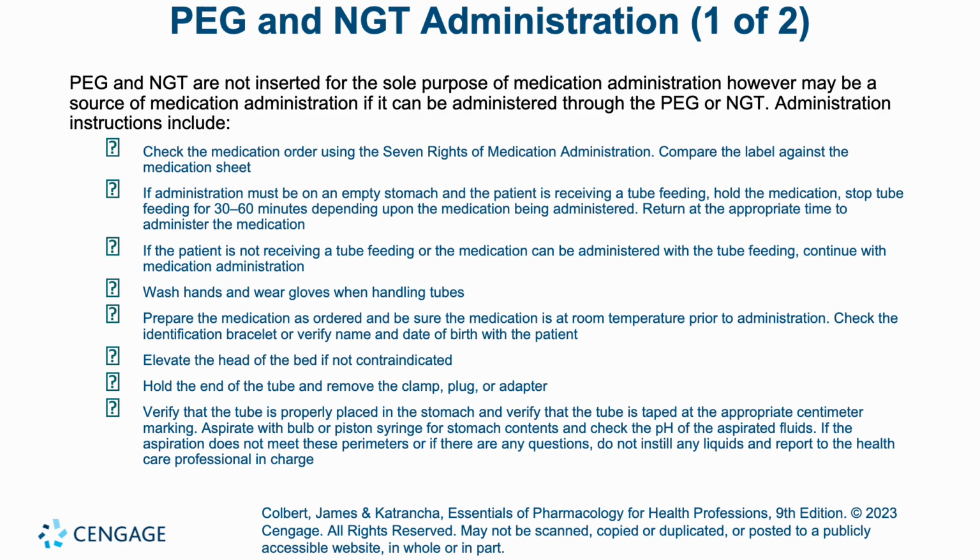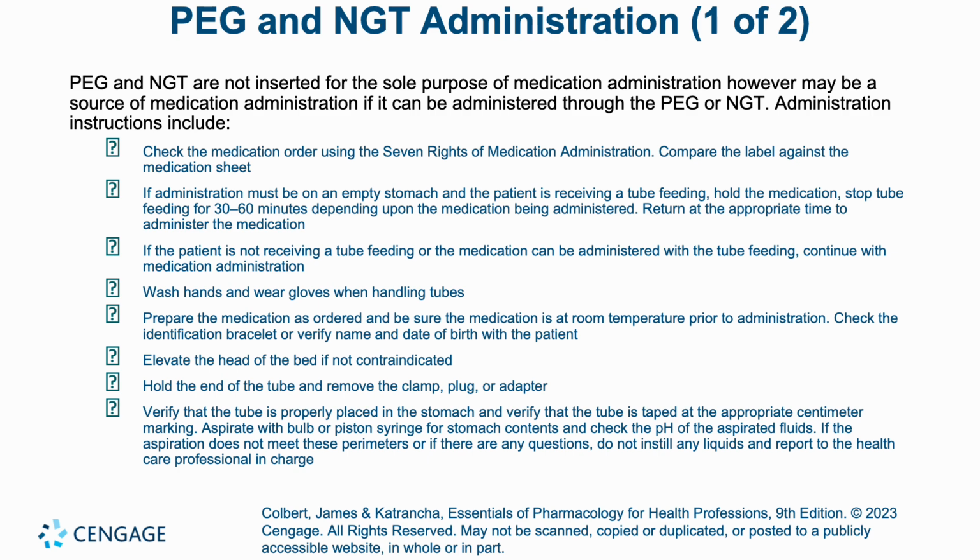We want to wash our hands and wear gloves when handling the nasogastric or PEG tube. Prepare the medication as ordered and be sure the medication is at room temperature prior to administration. Check the identification bracelet or verify name and date of birth with the patient. Elevate the head of bed if not contraindicated. For most patients with an NG tube or a G tube, we are always going to elevate the head of the bed to at least 30 degrees because they are at high risk for aspirating.